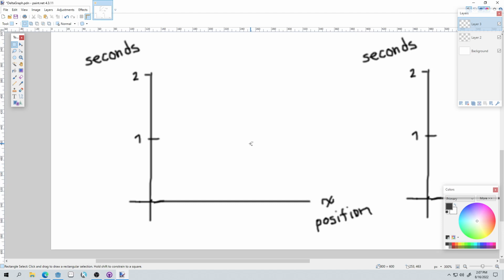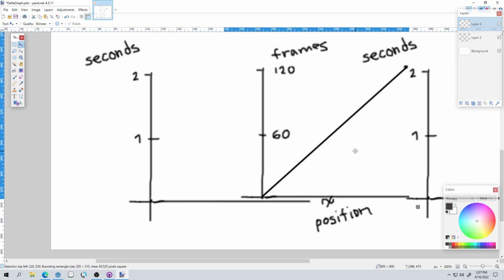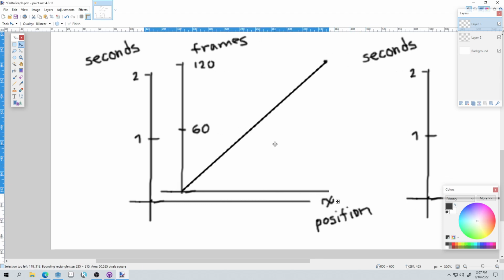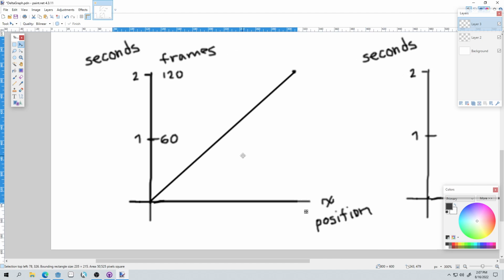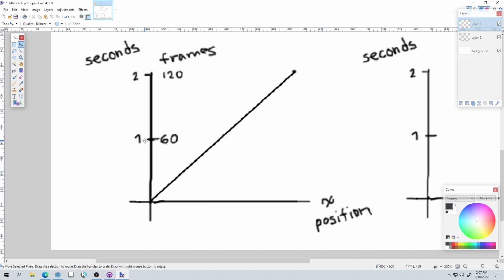Now, this graph, let's pretend that this is a scenario where our computer is running the game at 60 frames per second. And here we go, I'm lining up the graphs. And you can see that at 1 second, we've processed 60 frames. That makes sense. At 2 seconds, we've processed 120 frames. That makes a lot of sense. And our movement along the x position looks like this, right? Just like it looked before.